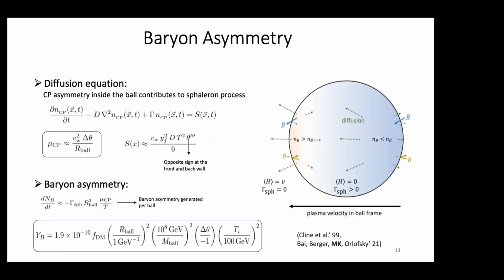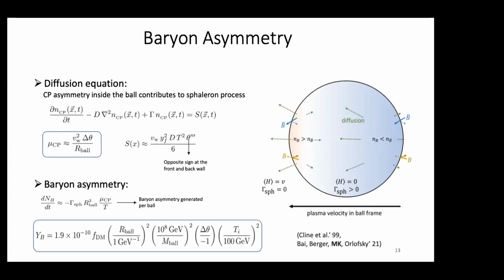Now let's see how to generate the baryon asymmetry. The idea is basically you write down the diffusion equation for the CP asymmetry. The basic idea is that you have a ball moving in a plasma. So in the ball frame, the plasma is moving, let's say, in the left direction. Now, when the baryons and antibaryons interact with the wall, they have different transmission coefficients.